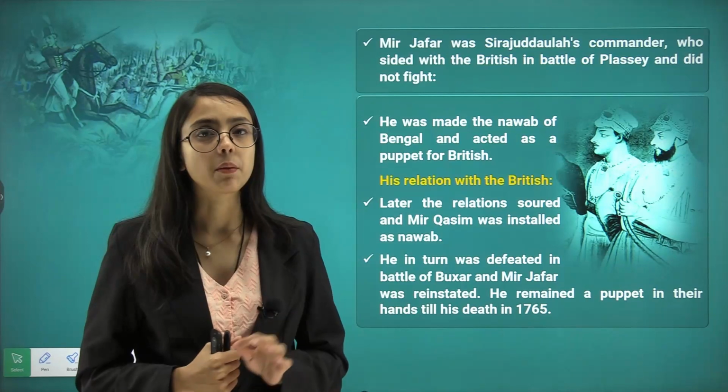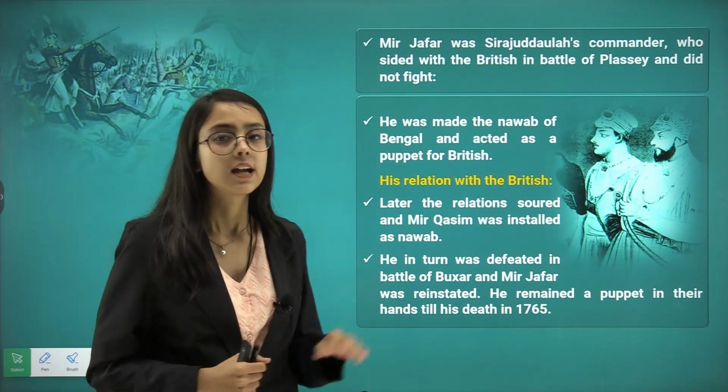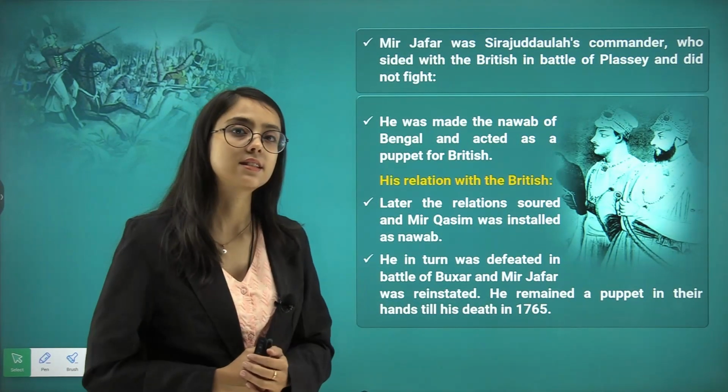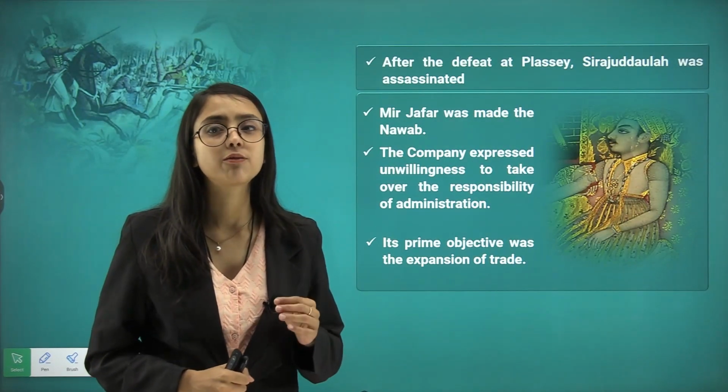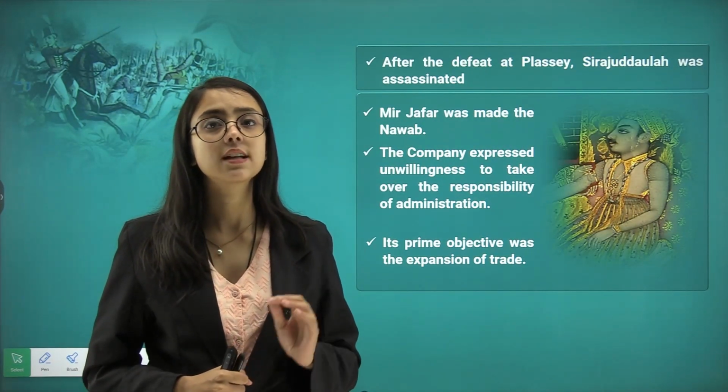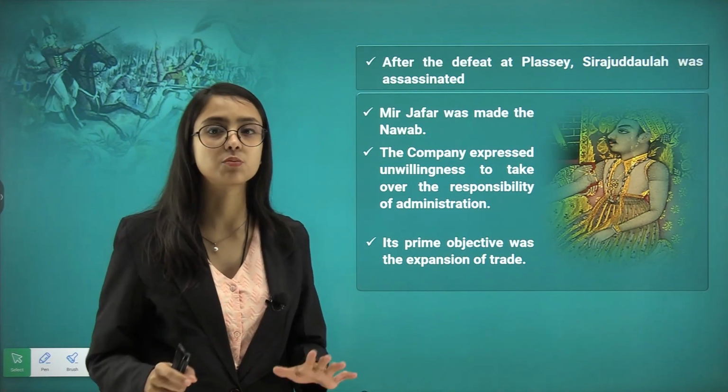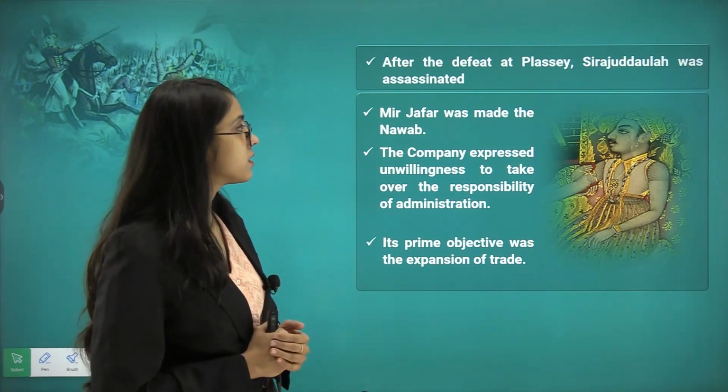He still remained the puppet in the hands of the British till his death in 1765. So, after the defeat at Plassey, Siraj-ud-Daulah was assassinated, he was killed, he was murdered. Mir Jafar was made Nawab.